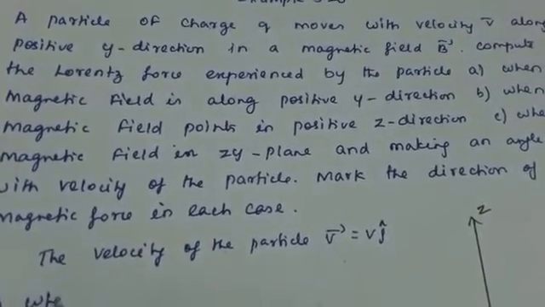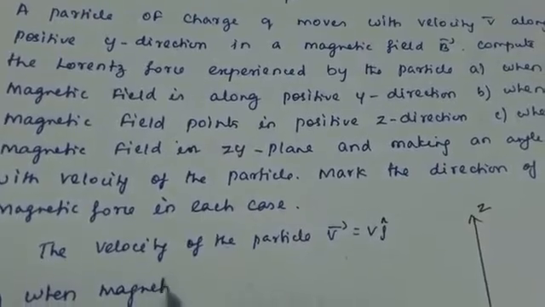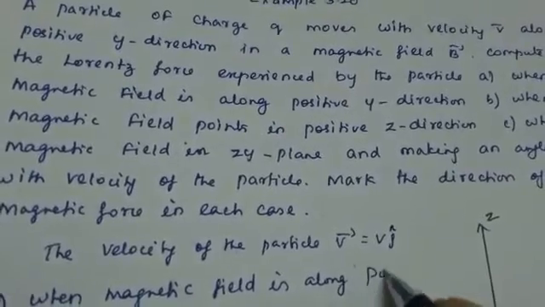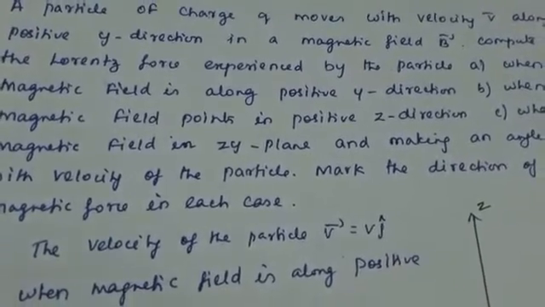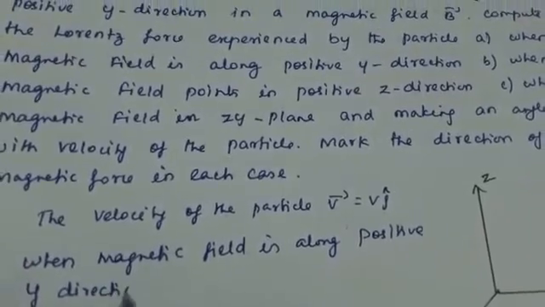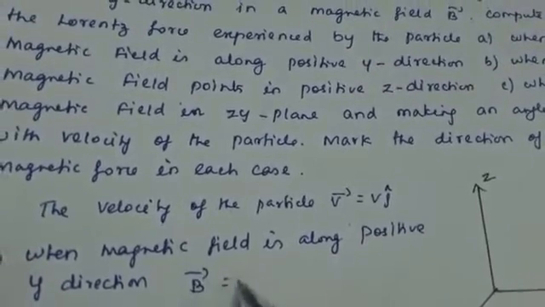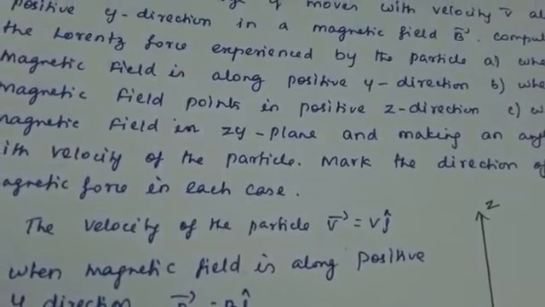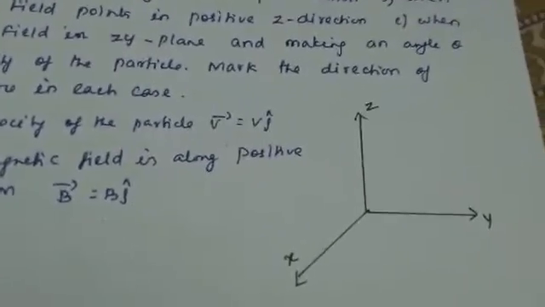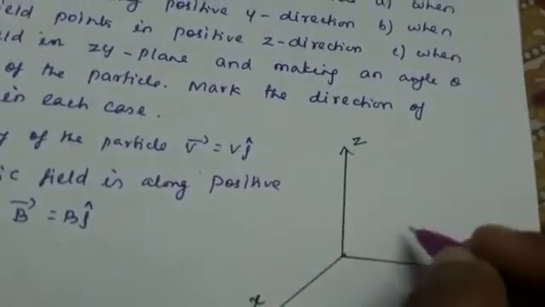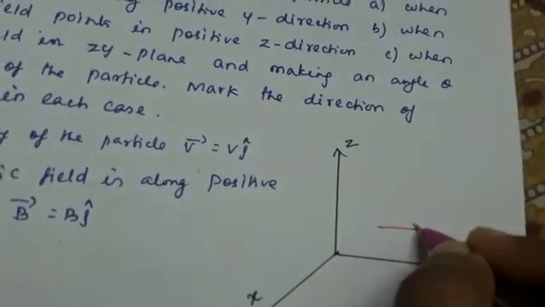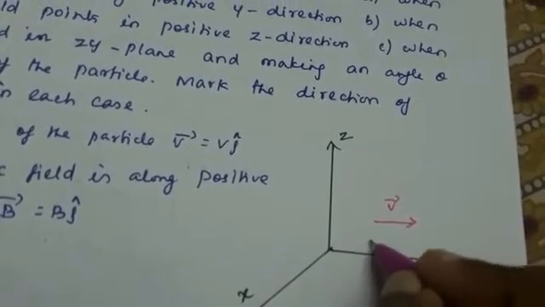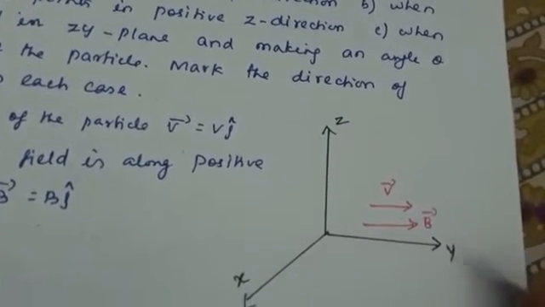When the magnetic field is along the positive y direction, what can you write? B vector is equal to B times the j vector. We can show this in the diagram. This is your y, z and x. The velocity of the particle is also in the y direction, so this is the velocity of the particle. And the magnetic field is also in the same direction. This is your magnetic field.